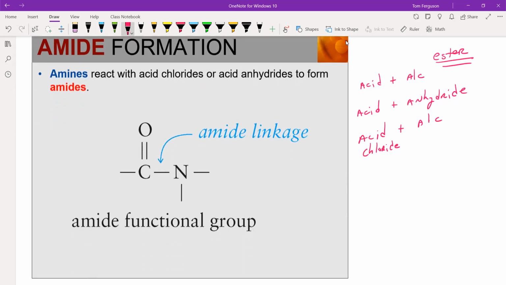Now, an amide acts like a weak alcohol. Remember, the acid chloride gives the best yield, and the acid gives the least yield. With forming an amide, the acid plus the amine.